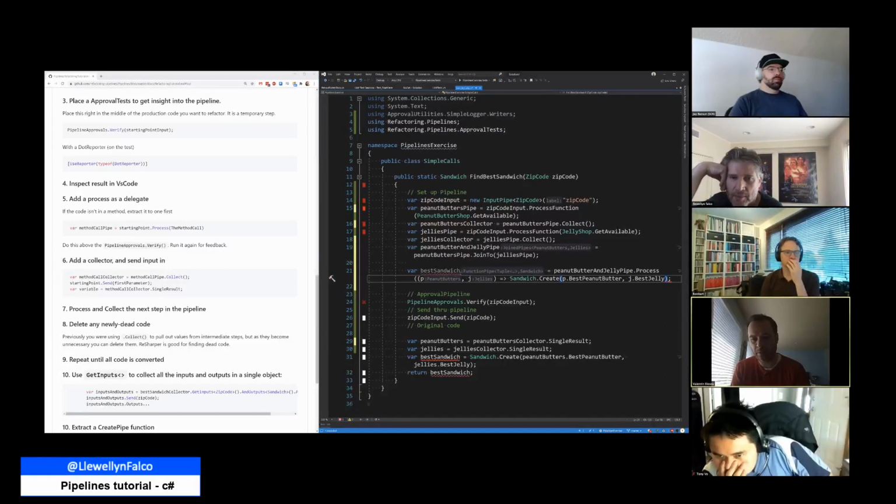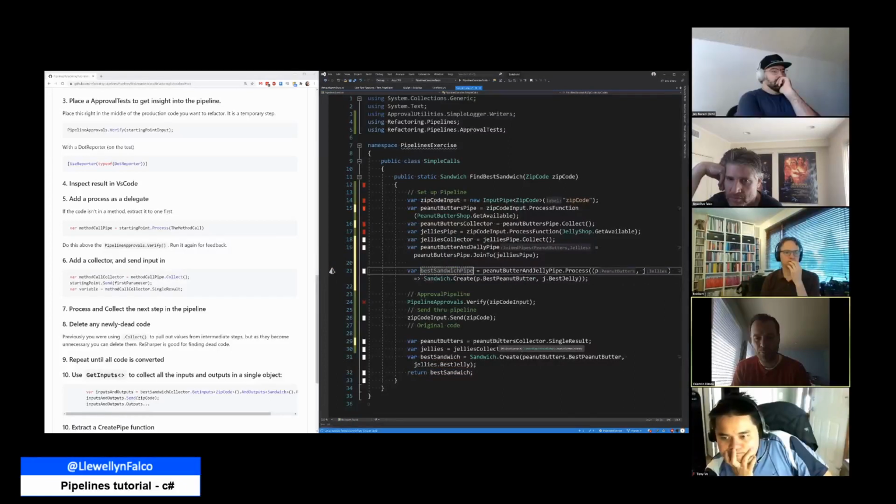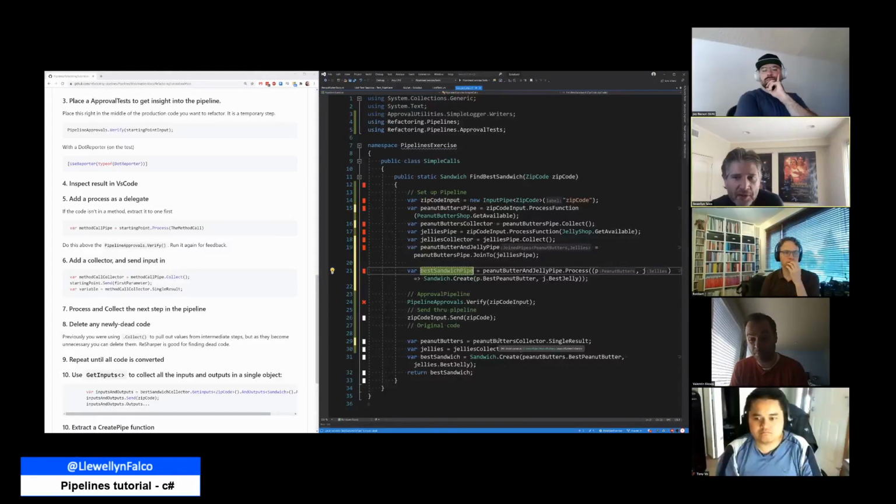The only thing is, at this step you need just a property of that thing. So you need the best peanut butter and the best jelly. So I'm not sure if that would make sense to have a. So this is what Tony was saying earlier, and let's get through this and then we'll address that.